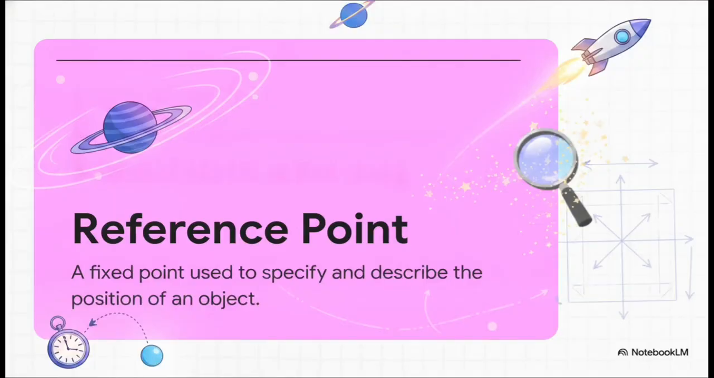Think of physics a bit like a detective story. To solve any mystery, you've got to have a solid starting clue. So here is the absolute golden rule of our lesson today. To describe the position of an object, we must first specify a fixed point. We call this the reference point. You might want to jot that down in your mental notes, because without a fixed point, trying to describe where something is becomes, well, quite literally impossible.